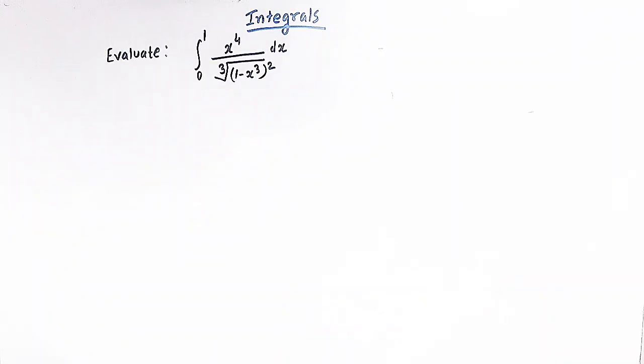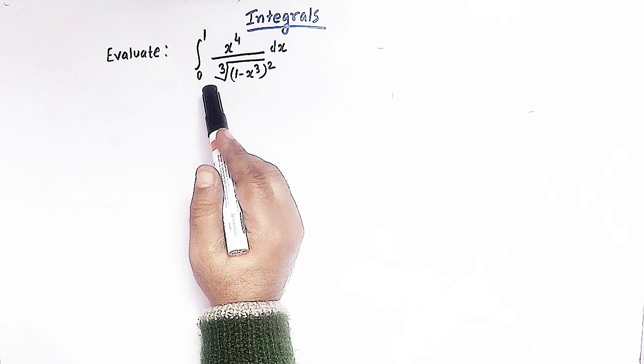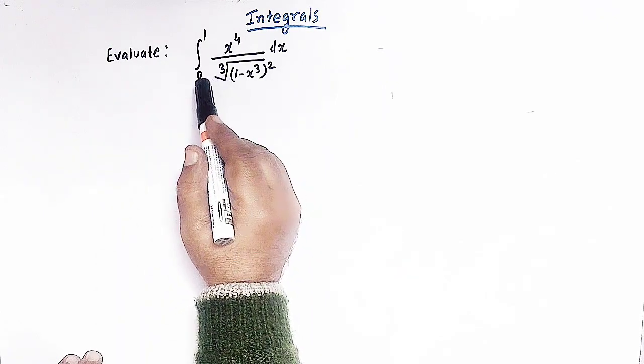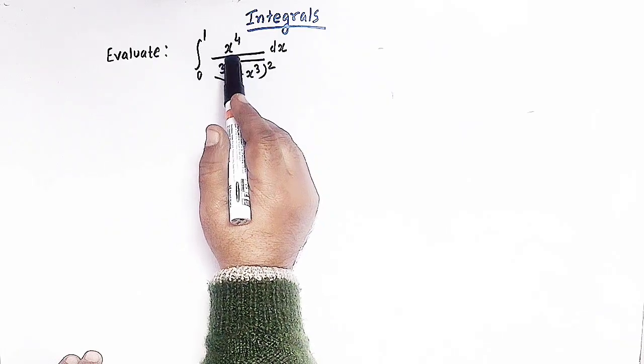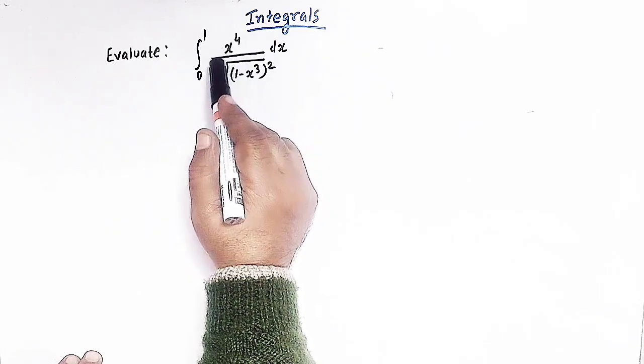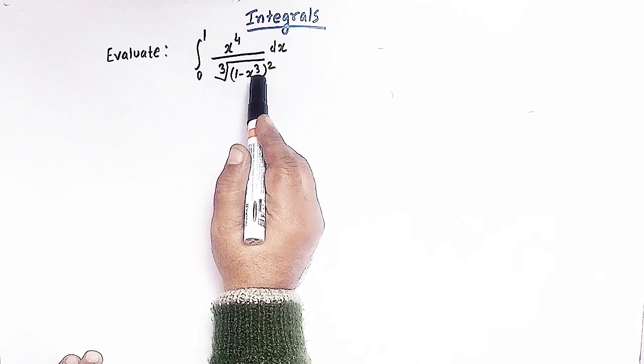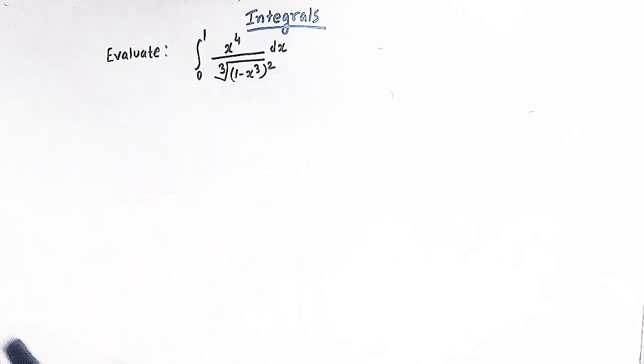Hello viewers, in today's session we are going to discuss another important problem from beta and gamma functions, and here once again we are going to apply the concepts of beta and gamma functions to evaluate this integral. So here we have to evaluate this integral from 0 to 1, x raised to 4 divided by the cube root of (1 minus x cube) squared, right?